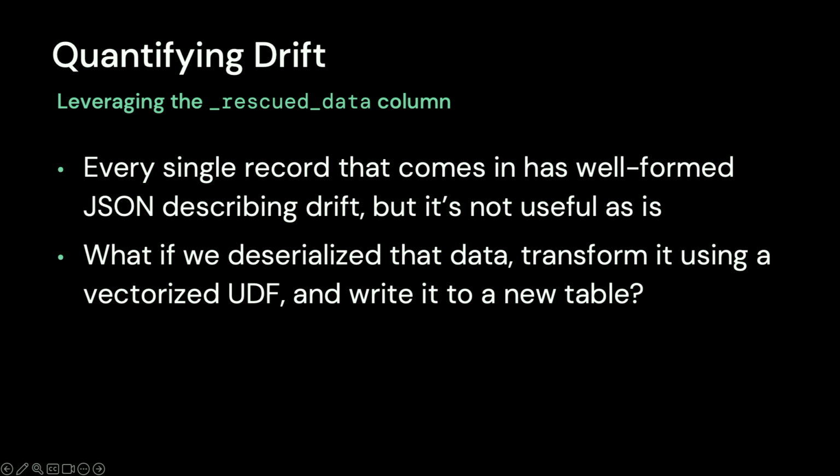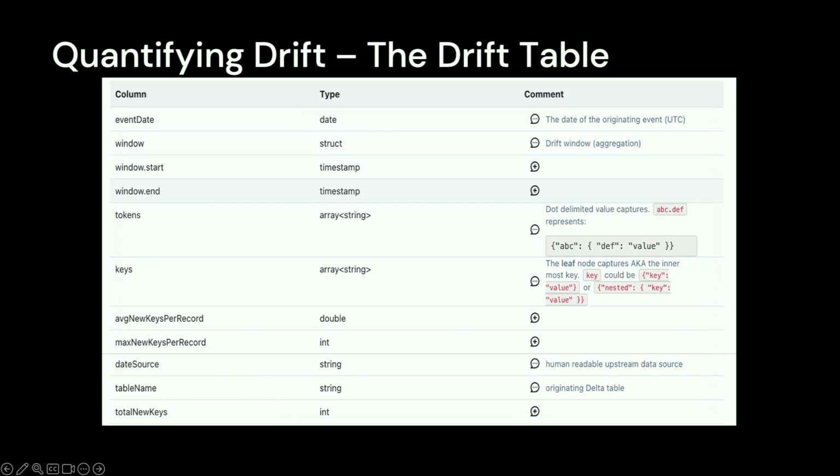Since we know that every single rescue data value is well-formatted JSON, what can we do with this, right? There's got to be something. One idea is to just create a vectorized UDF to analyze that JSON value. I call it tokenization. I feel like fundamentally that's not right, but you'll hear me say it all the time. So I create a table to capture the knowledge of schema drift.